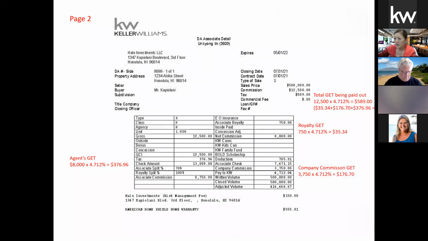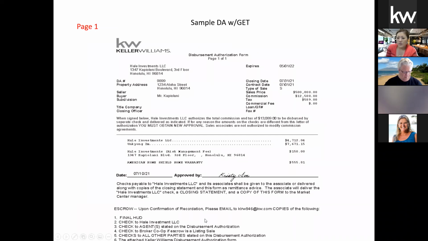Okay, so let's go back. On this DA, the first page, everything looks the same except for, if you look in the upper right-hand corner, it says tax, below commissions. If the sales price is $500,000 and your commission is $12,500, that's your GCI. And they're saying that the total tax, the GET that they're going to give you, is $589.